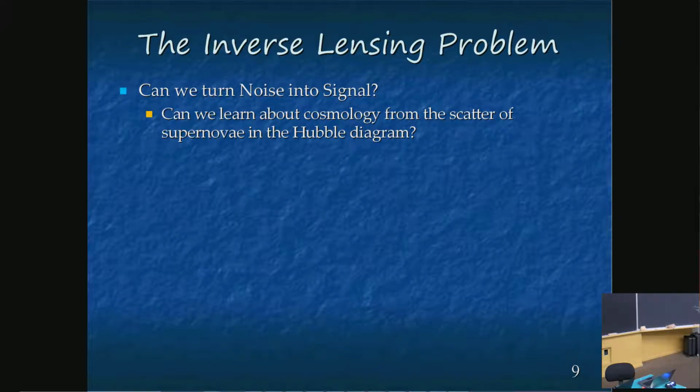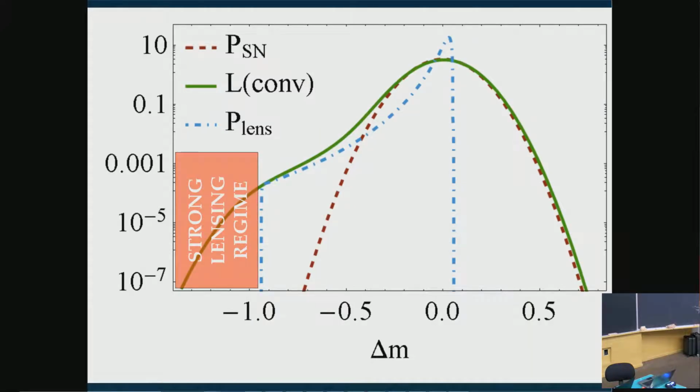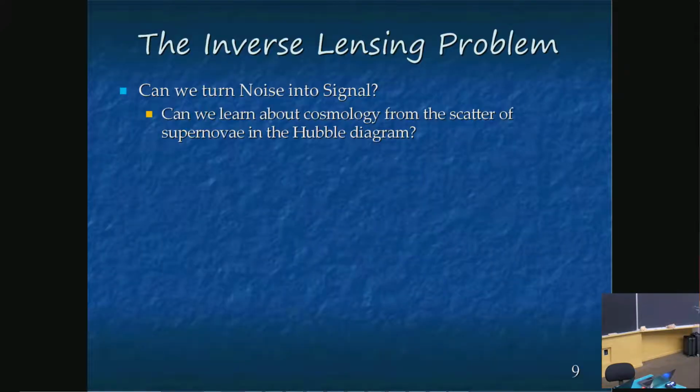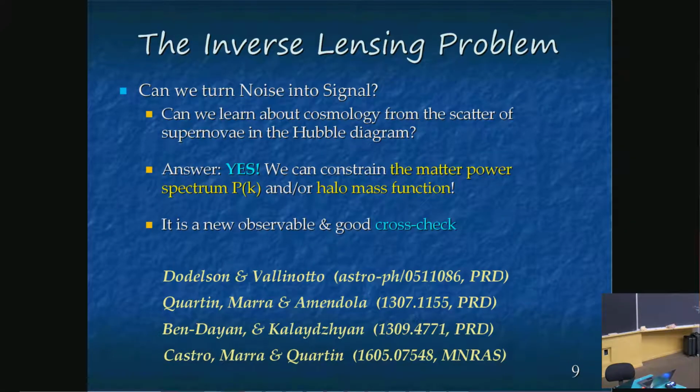The question, okay, this is usually treated as noise, right? The extra scatter of lensing, not the non-Gaussianity, but just the extra scatter, the variance, is treated as noise in most surveys. The question, of course, is can we do the inverse problem? Can we turn this noise into signal, right? So can we learn about cosmology from this scatter? Now, of course, yes, otherwise this talk would not exist. So we can constrain the matter power spectrum.